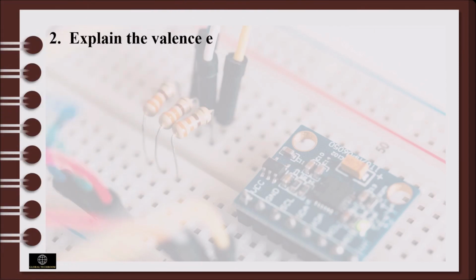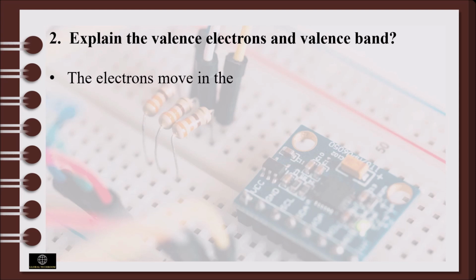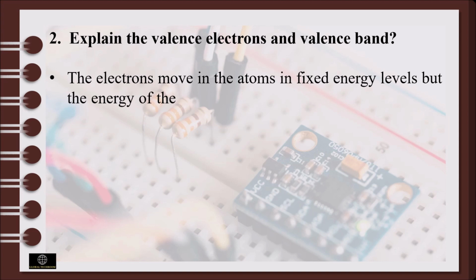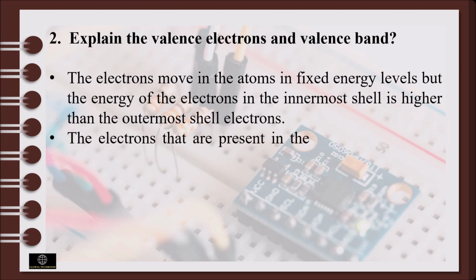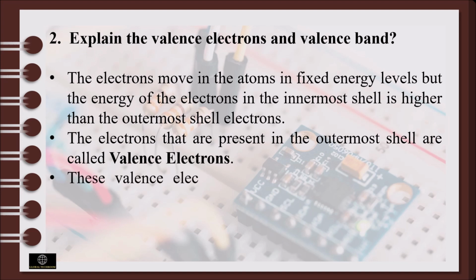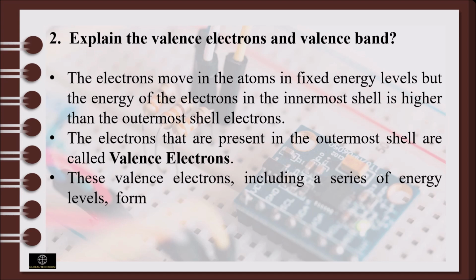Explain the valence electrons and valence band. The electrons move in the atoms in fixed energy levels, but the energy of the electrons in the innermost shell is higher than the outermost shell electrons. The electrons that are present in the outermost shell are called valence electrons. These valence electrons, including a series of energy levels, form an energy band which is called the valence band.